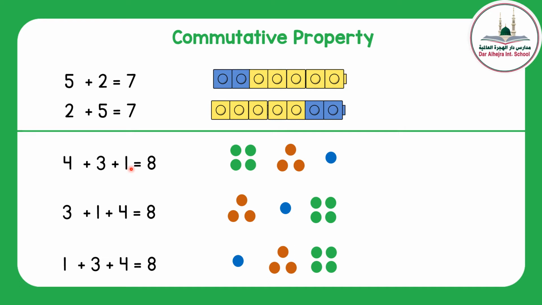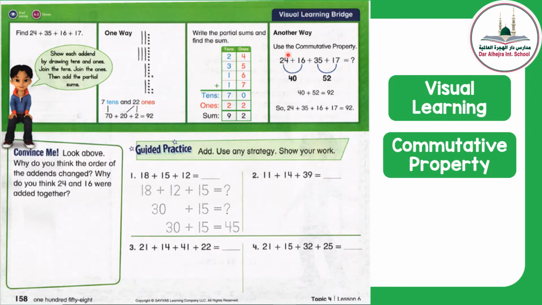If changing the order of addends will help you to solve the equation, it's okay to do that. Once we have understood the commutative property of addition, let's have again a closer look at this equation. 24 plus 35 plus 16 plus 17. Here we see they have changed the order of addends. Instead of 24 plus 35, they have 24 plus 16. They have moved the 16 after 24.